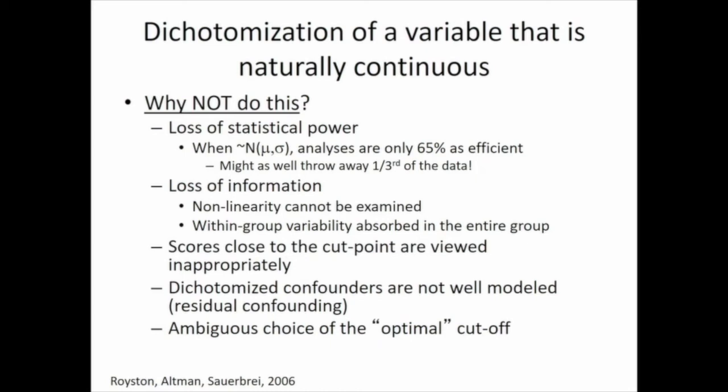You can't look at nonlinearity. And most importantly in this regard, you can't interpret scores near the cut point. If somebody falls 1 point below the cut point, they're in the low group. If they fall 1 point above the cut point, they're in the high group, even though they are separated by 2 points on a 100-point scale. And it's very difficult. So let me show you this visually, okay?